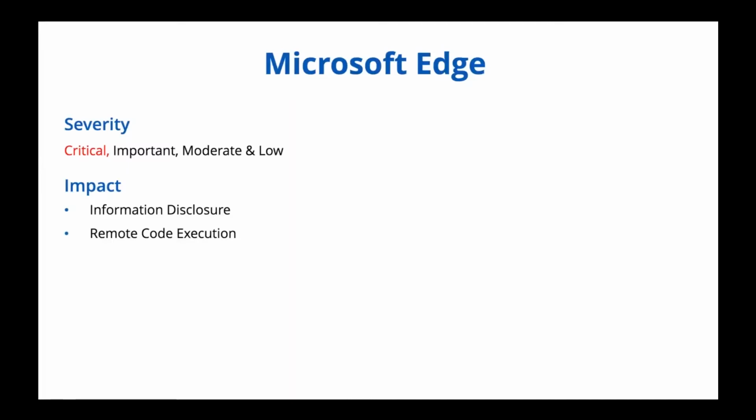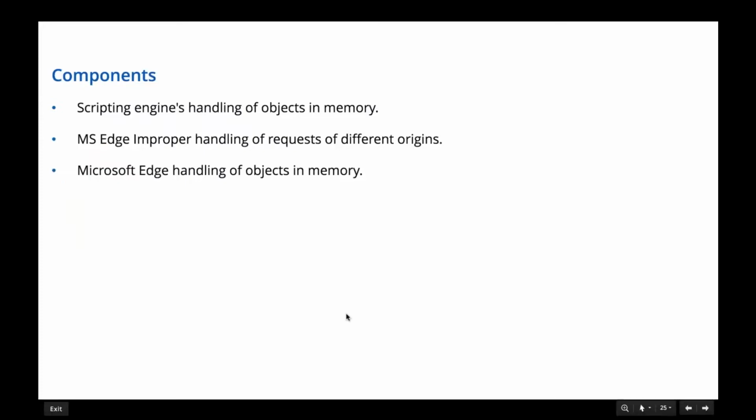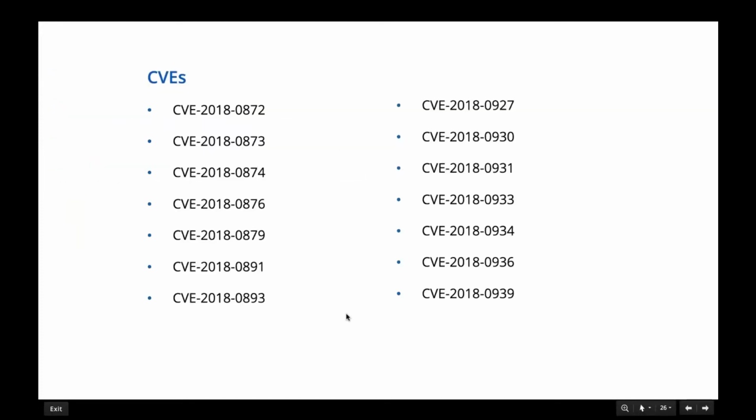Microsoft browsers, both IE and Edge, improperly handle objects in memory, resulting in remote code execution. So we have the list of CVEs. The ones with critical ratings are, as you can see, CVE-2018-0872, 0874, 0876, 0930, 0933, and 0934. The others are all rated important.